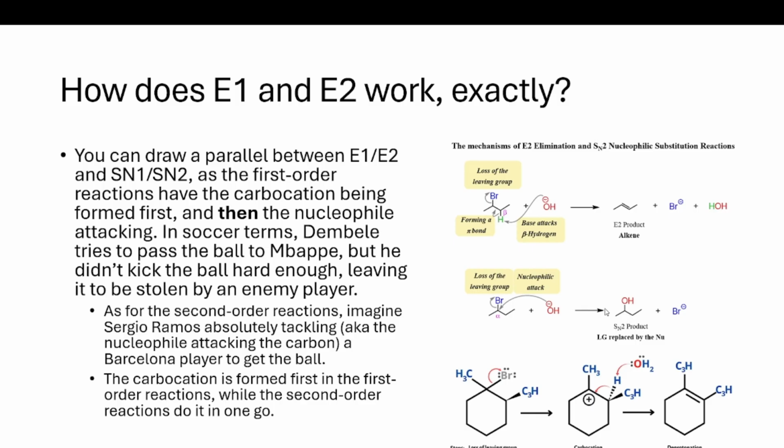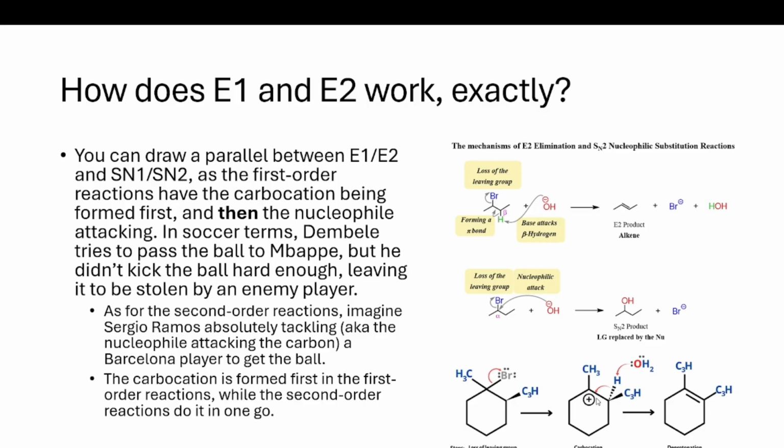Now, you can draw parallels between E1, E2, and SN1 and SN2. And the reason for that is because what E1 and SN1 do is they rely on a carbocation first. As you can see in this reaction, this is going to be E1.